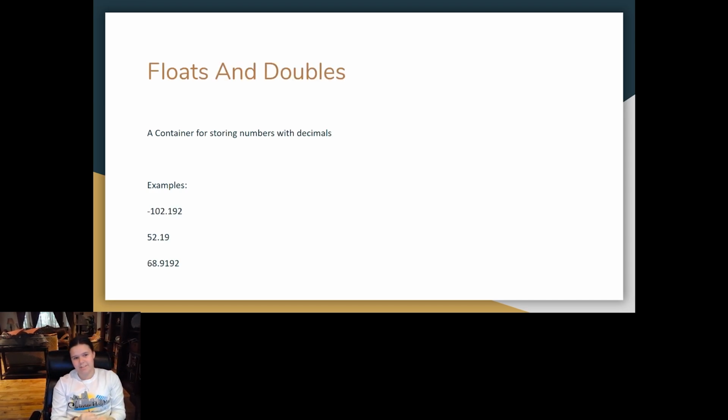Floats and doubles. They are containers for storing numbers with decimals in them. So some examples of this are negative 102.192 and 52.19 and 68.9192.